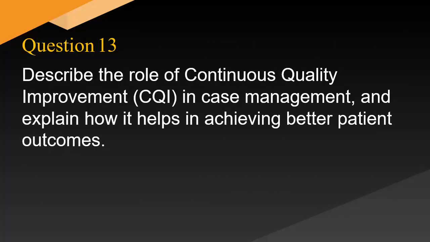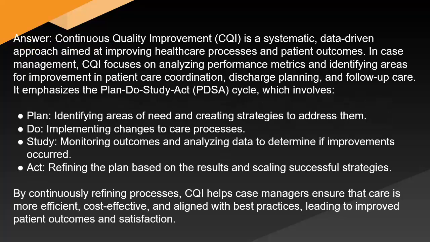Describe the role of continuous quality improvement (CQI) in case management and explain how it helps in achieving better patient outcomes. Answer: continuous quality improvement (CQI) is a systematic, data-driven approach aimed at improving healthcare processes and patient outcomes in case management. CQI focuses on analyzing performance metrics and identifying areas for improvement in patient care coordination, discharge planning, and follow-up care. It emphasizes the Plan Do Study Act (PDSA) cycle, which involves plan, identifying areas of need, and creating strategies to address them.